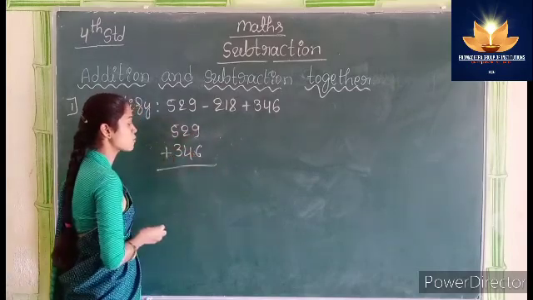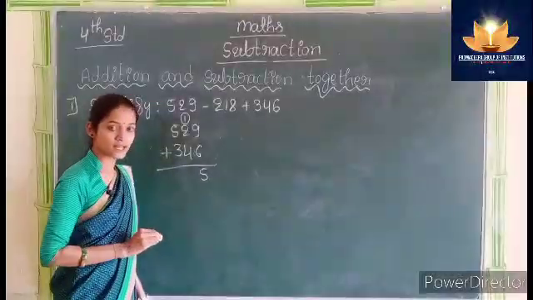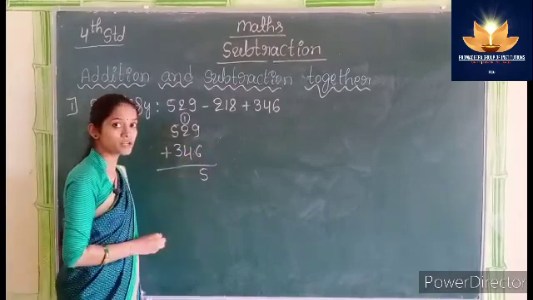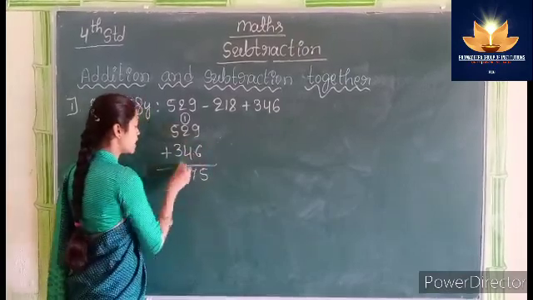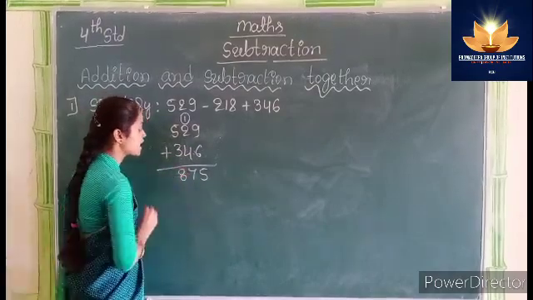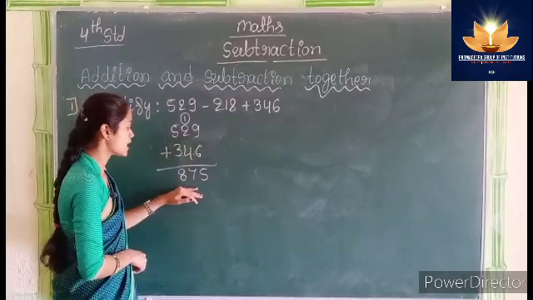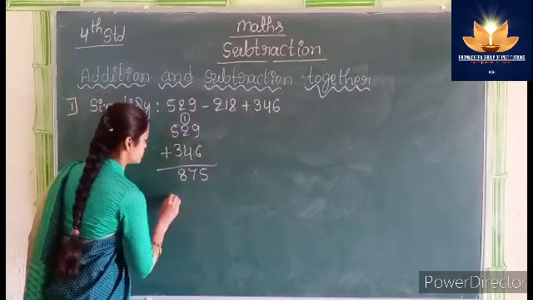9 plus 6 how much students? That is 15. 1 plus 2 how much? 3. 3 plus 4 7. Then 5 plus 3 that is 8. Now we have to subtract 218 from this 875.